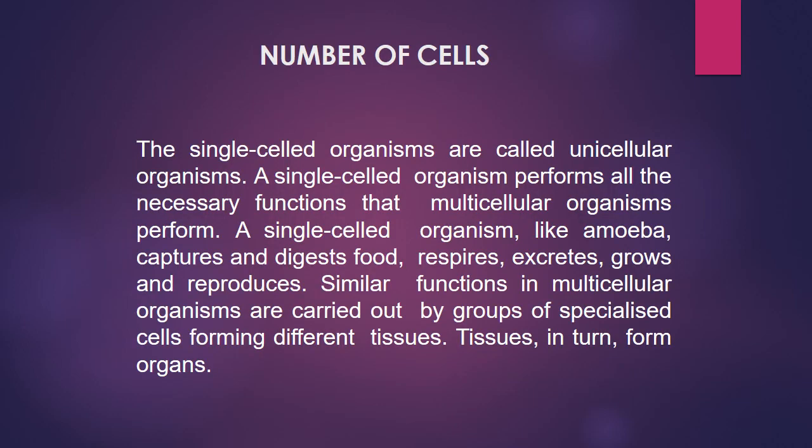There are various organisms which are made up of just one cell. One such example is the amoeba, paramecium, and euglena. All these organisms are unicellular. Unicellular means they have just one cell, and all the functions are carried out by this single cell. The functions like nutrition, respiration, excretion, and reproduction. All these functions will be carried out by this single cell in case of amoeba and paramecium.